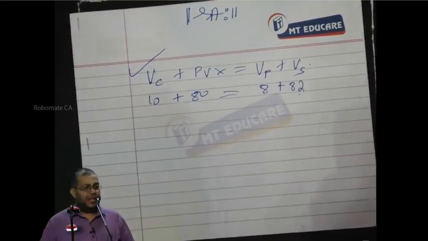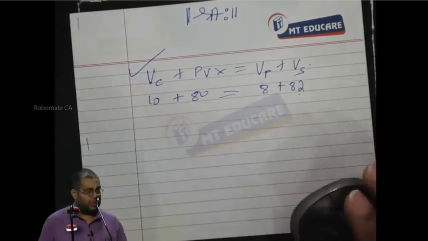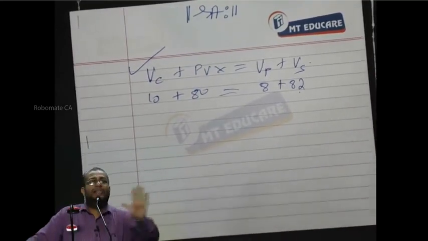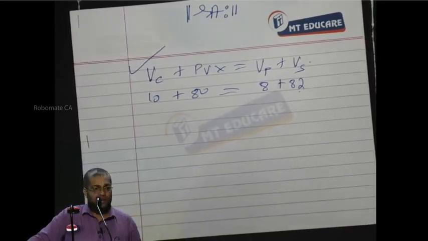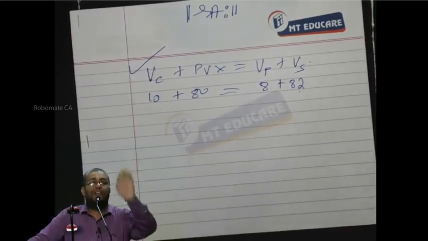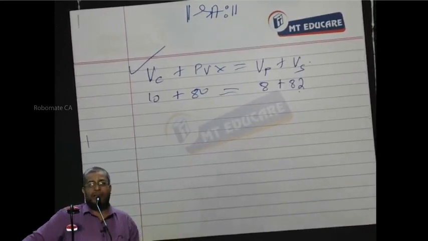Now let's understand this with the help of two portfolios. Now what is a portfolio? Tell me. A group of assets. If I hold a group of assets, I am said to be having what?